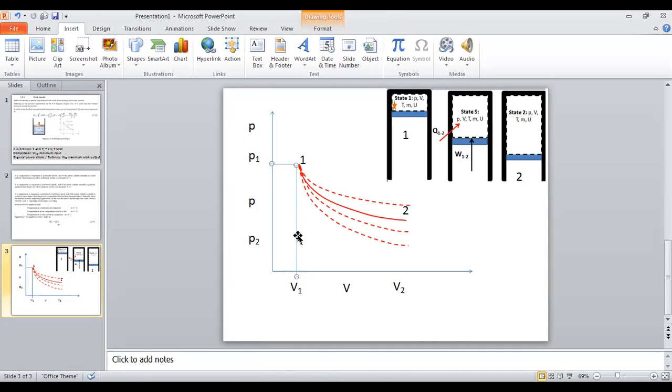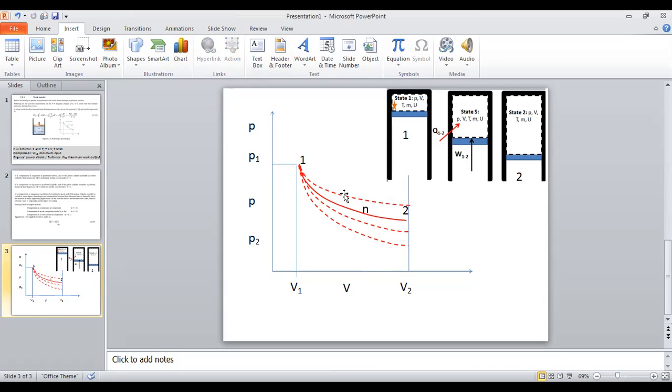And finally, this expands to V2. That's true, V2. But your pressure may be different. Pressure may be different. So you have different N values. That's a point. Your N value is different in this expansion.